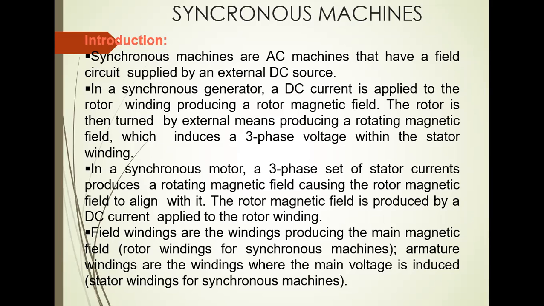So field windings are the windings producing the main magnetic field. Armature windings are the windings where main voltage is induced. So we have two things, field windings and armature windings. That is called rotor and stator respectively.